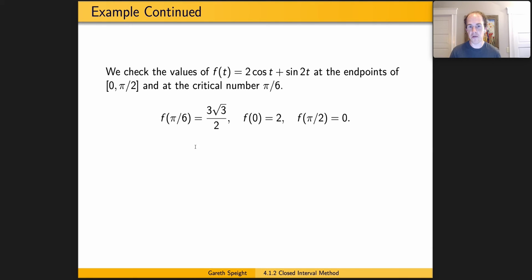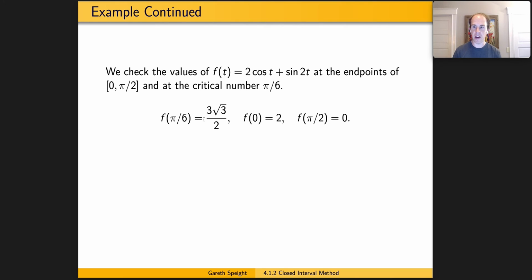If you want to trust me to avoid getting a big mess, for f of pi over 6, you get 3 square root 3 over 2. For f of 0, you get 2. For f of pi over 2, you get 0. So we picked the two endpoints and the critical number, but nothing special happened. I just cleaned up the calculation. So this was step 2, right? We calculated the value of the function at the endpoints and at the critical number.